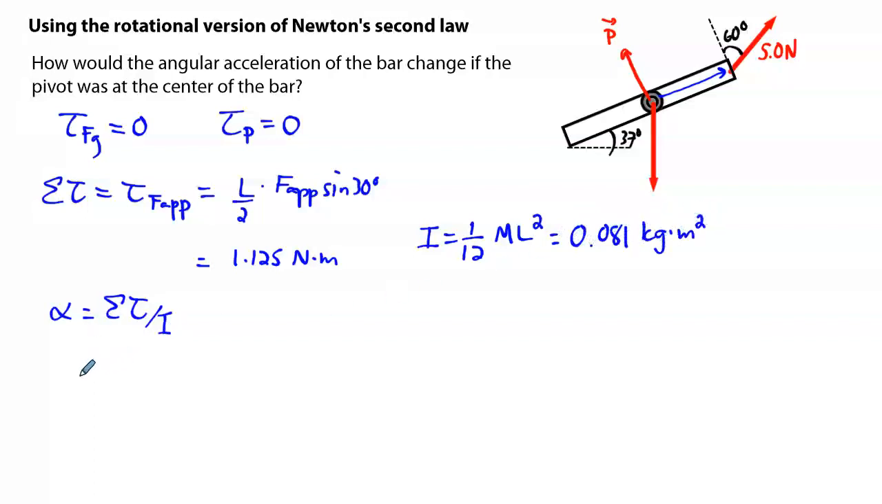So in the end, we can recalculate the angular acceleration, and it will just be 1.125 newton meters divided by 0.081 kilogram meter squared, and we get the value of 13.9 radian per second squared. So the angular acceleration indeed increased in here. So be aware that when you change the location of a pivot, you will have changes not only to the torque but also to the moment of inertia, and that your angular acceleration will likely be a different value.